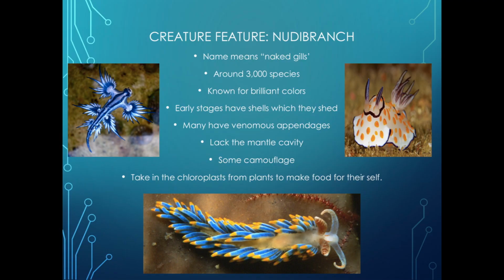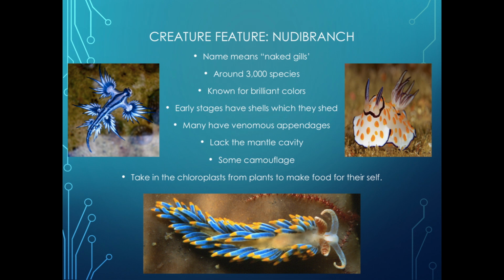And I'm going to tell you about the nudibranchs. So the nudibranchs are super duper cool. One of my favorite things in the ocean. They look like this. So this is a nudibranch. It means naked gills. So again, guys, this is a gastropod, but it does not have any type of shell on it. There's about 3,000 species, and they're known for, let's see if you can see this.